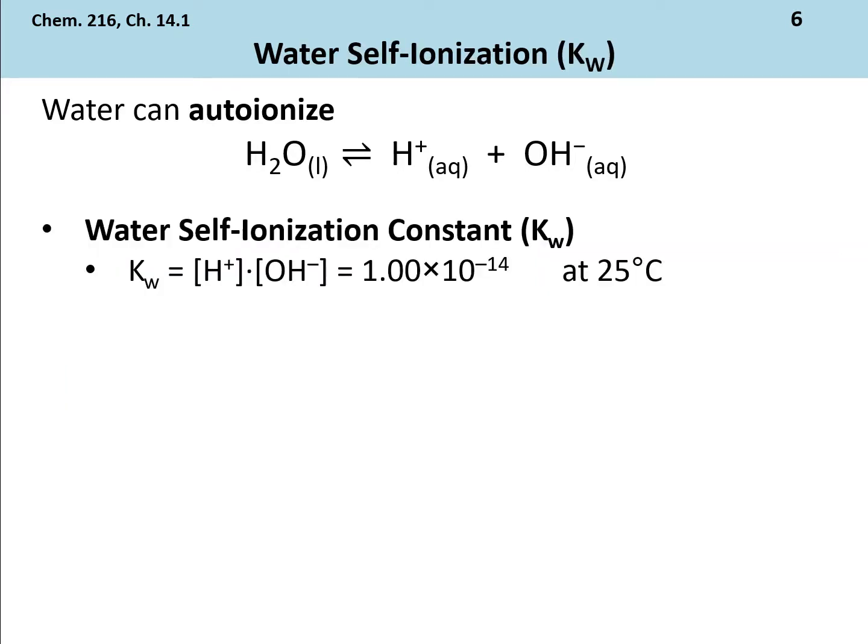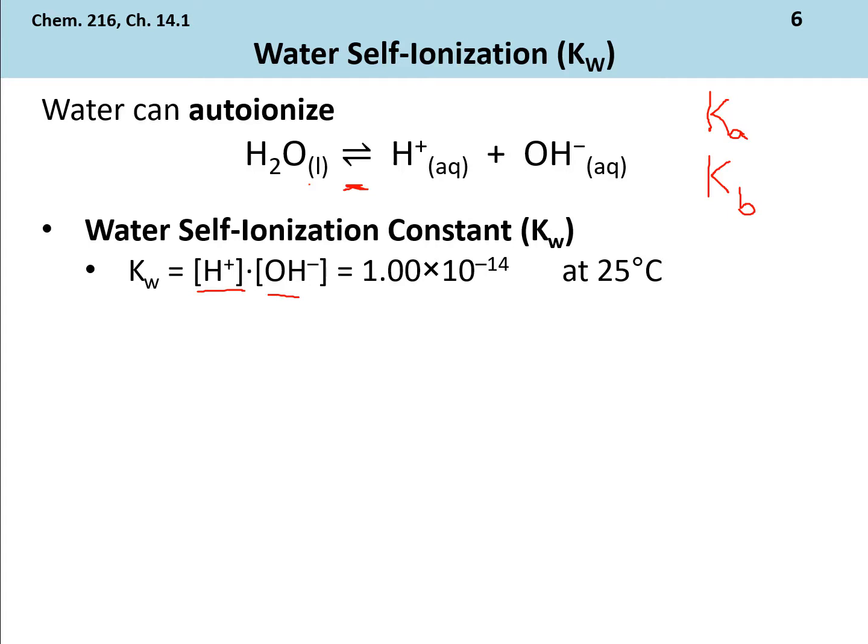All right. Now, because this is an equilibrium reaction, we can write a K for it. The K is going to be my concentration of H plus times my concentration of OH minus. Notice water isn't in there because it's a liquid, so we don't include it in our K. This is known as Kw, or the water self-ionization constant. Remember last class we talked about Ka, that's for acids, Kb, that's for bases, and now Kw is for water.